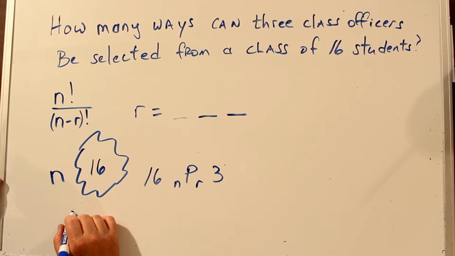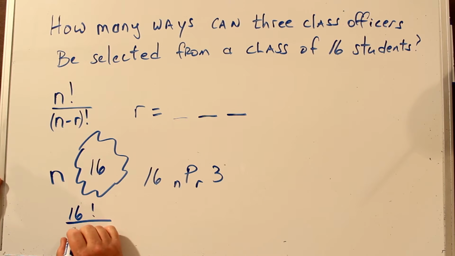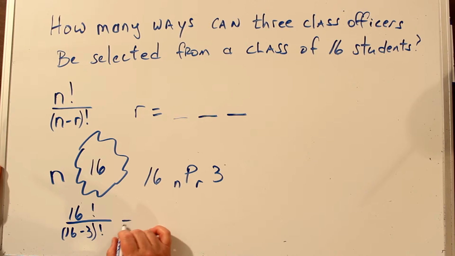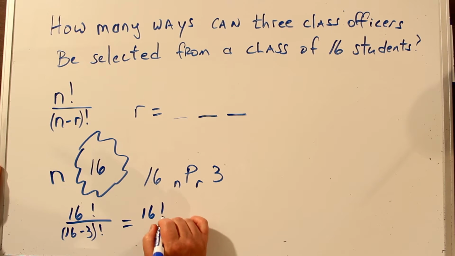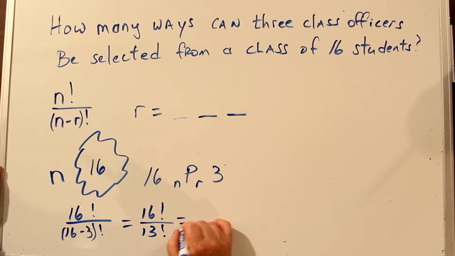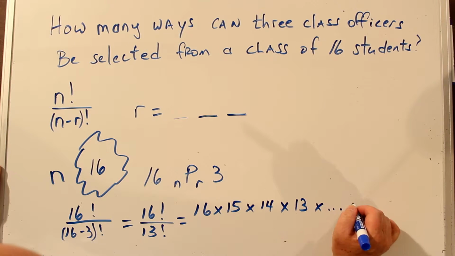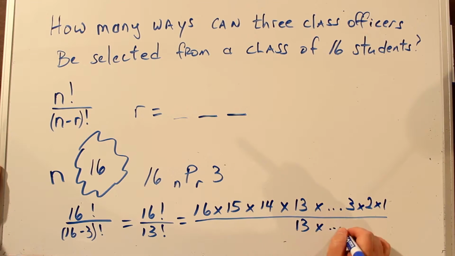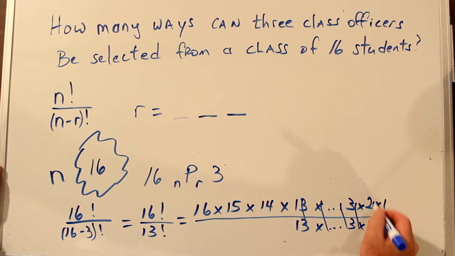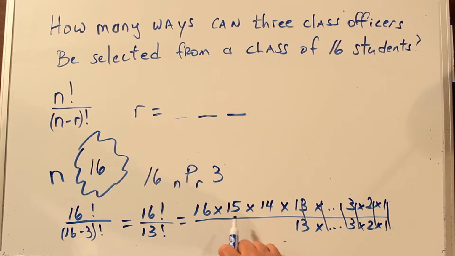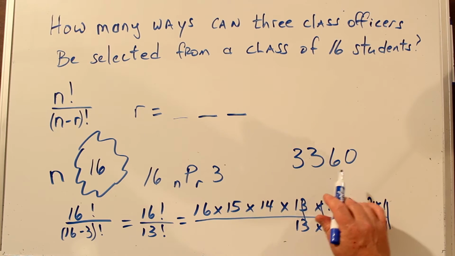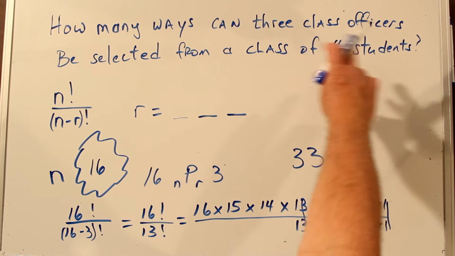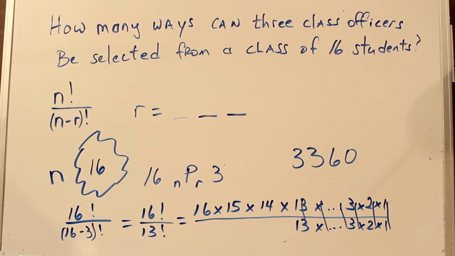n is 16, so we have 16 factorial, and n minus r, 16 minus 3, or 13, in our denominator. So we have 16 factorial over 13 factorial, and if we expand that out, everything cancels from 13 on down, and we have 16 times 15 times 14, which is 3,360 ways we can select 3 class officers from a class of 16 people.